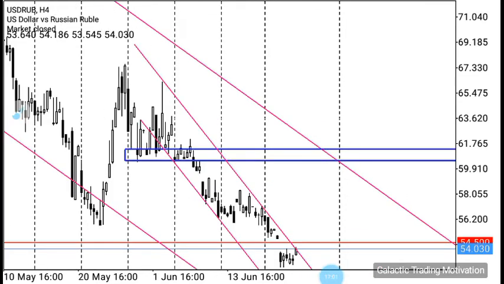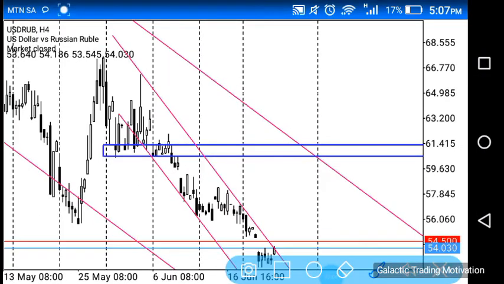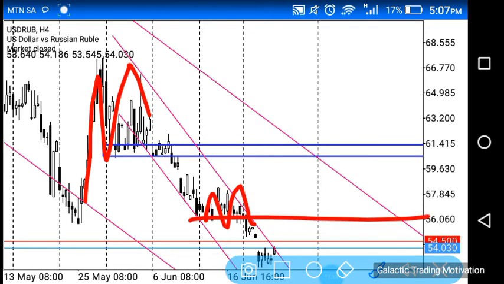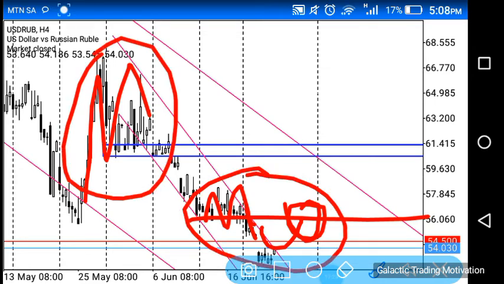So what do we see on this channel? As much as we have this M structure over here, we also have another overextended M structure over here with the neckline being there. The neckline has been broken, however it has not been tested as yet, and that is what we may see happen as well, where price goes back to the neckline to be tested, and we may be looking for further selling opportunities as well at this point. This formation here is very much similar to what we have here. However, we can only deal with this one once price gets to that level.